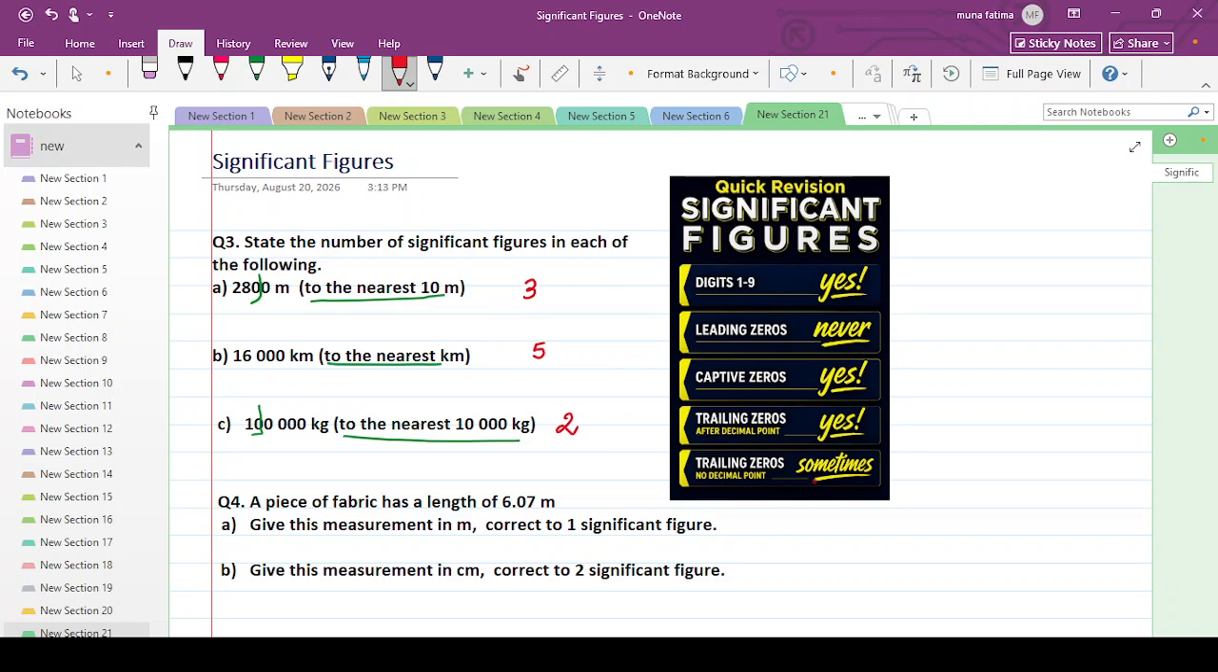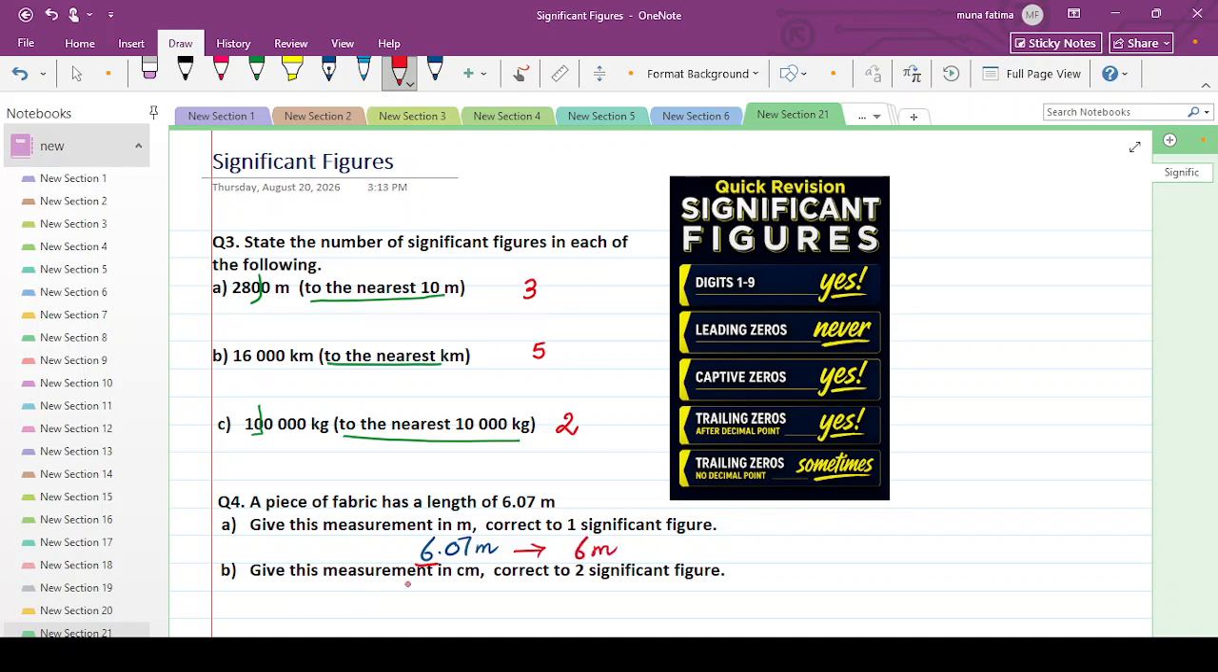Last question, a piece of fabric has a length of 6.07 meters. Give this measurement in meters, correct to one significant figure. So we just take the number 6.07 meters. We start counting from the left. We identify the first significant figure, 1. We just needed 1. We look at the next number, it is less than 5, so there is nothing we have to do. And this simply rounds off to 6 meters.